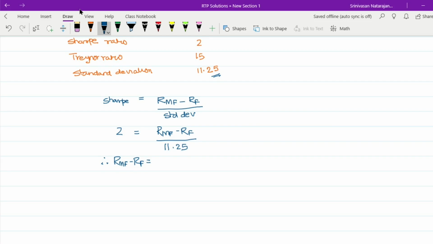So that will be 22.5. They have given us Treynor's ratio. Now how do we use this? See, Treynor's ratio is calculated as (return of mutual fund minus risk-free) whole thing upon beta.